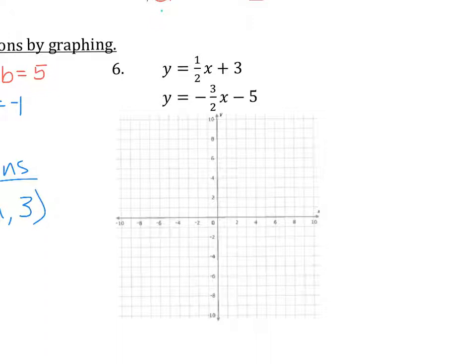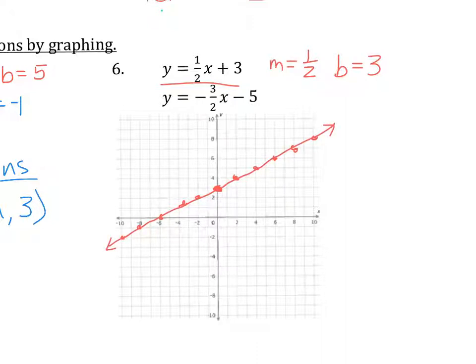All right, so first line, my m is 1/2. My b is 3. Okay, so b is 3. That's where I begin on the y-axis. M is 1/2, so that's up 1 over 2. Up 1 over 2. Down 1 left 2. Awesome. So there's my first line.